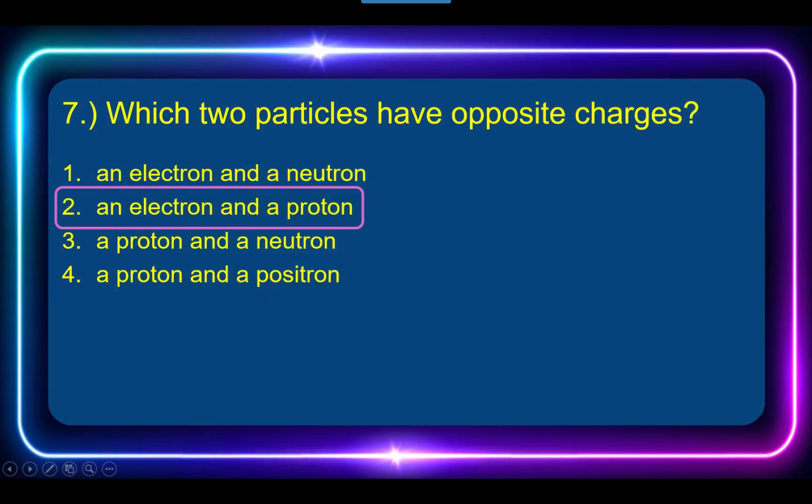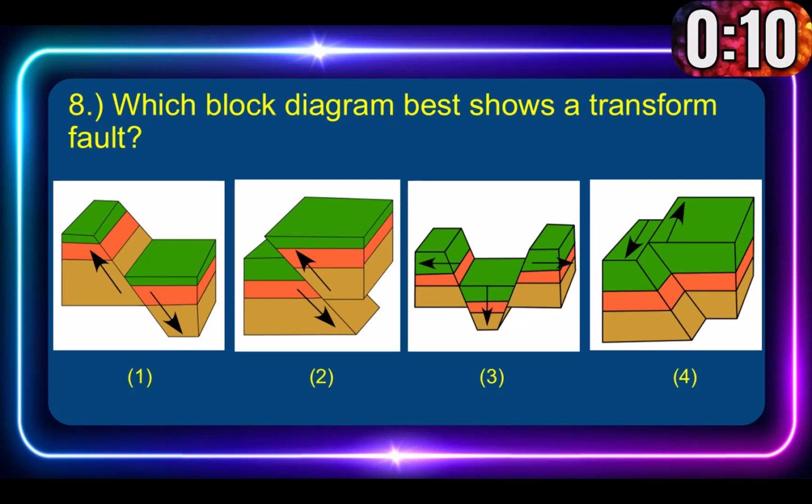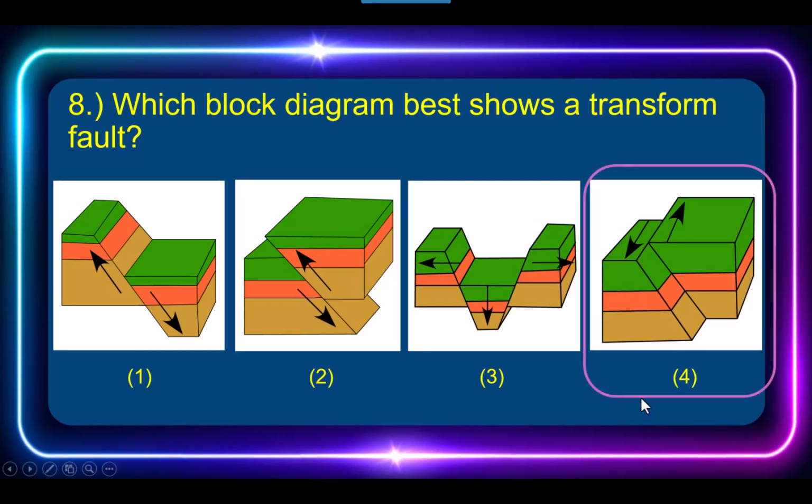Let's go on to question number 8. Which block diagram best shows a transform fault? Is it diagram 1, diagram 2, diagram 3, or diagram 4? Go in, lock in your answers. Excellent. If you selected block diagram number 4, then you got it correct and you earned 10 points.